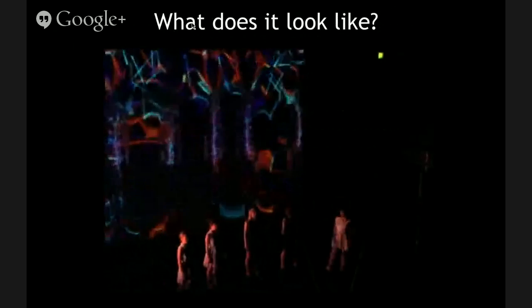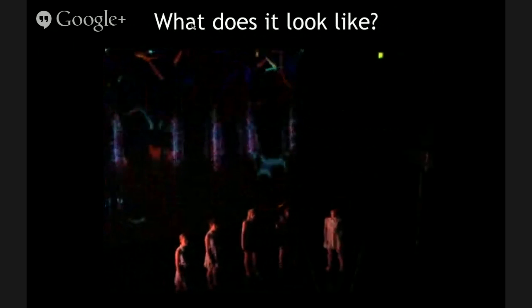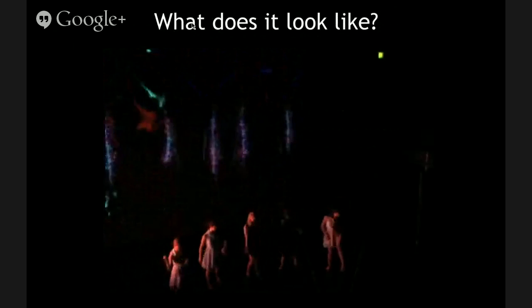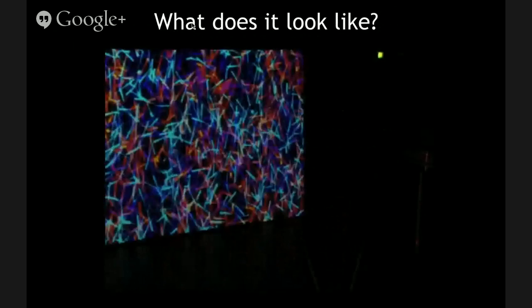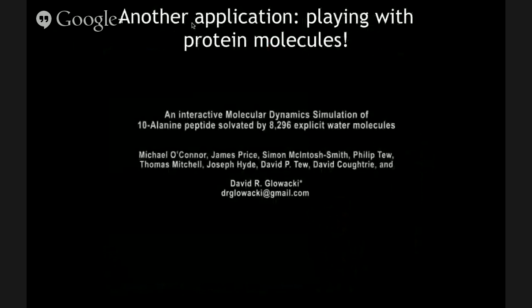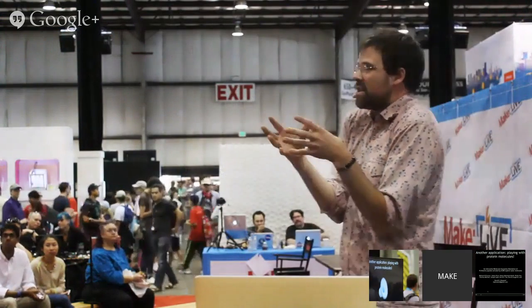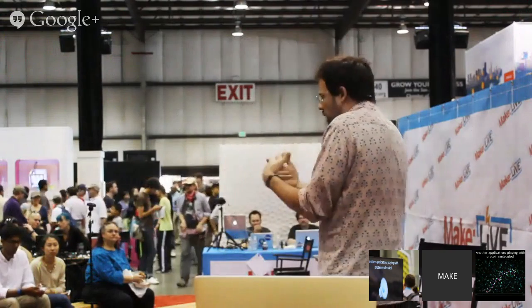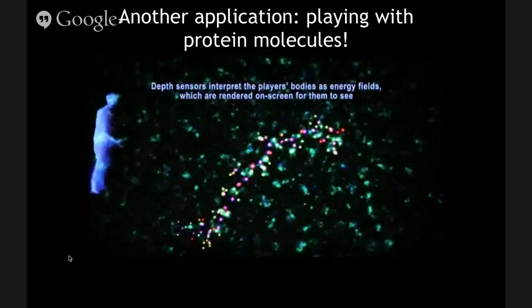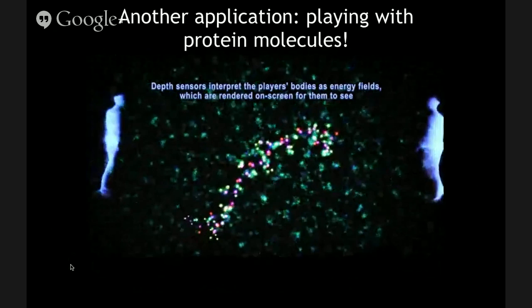So another application. I showed you a sort of dance application there, but there's another application, which is we kind of figured out once we had this, that we could let people start to manipulate real protein molecules. So protein molecules are the molecular machines inside of your body that basically do all the work that your body needs to work. So everyone here has heard of DNA. So DNA holds the code for making protein molecules.